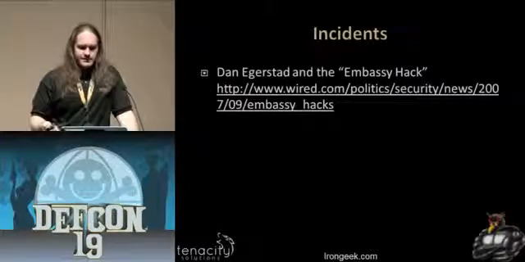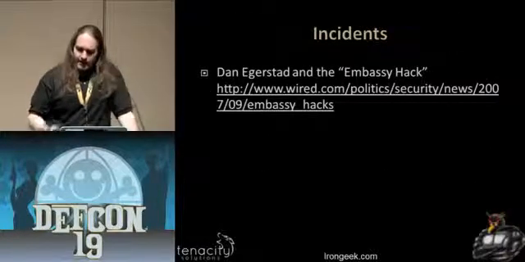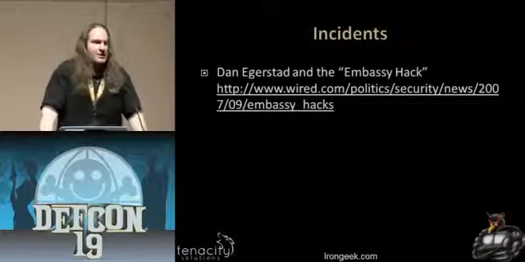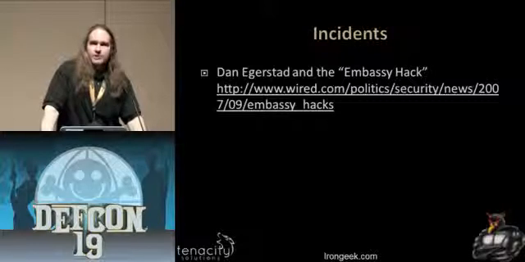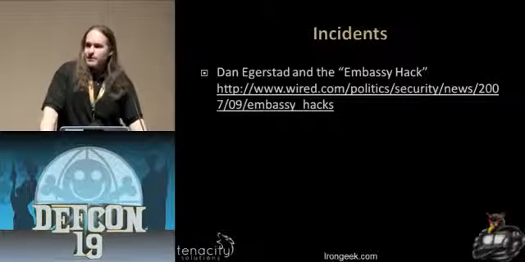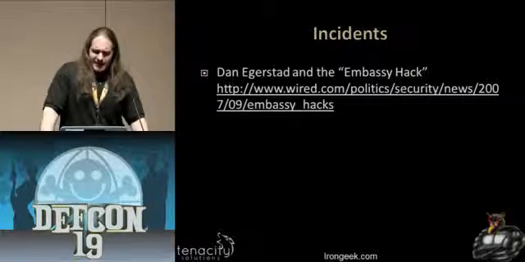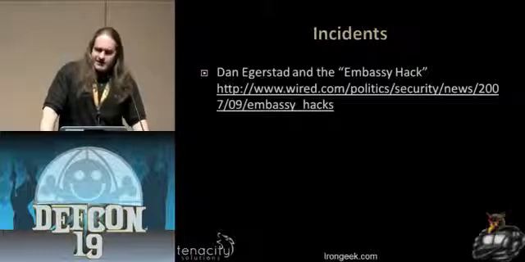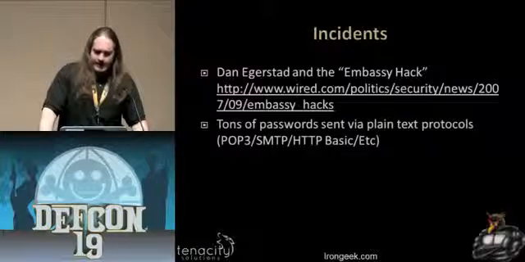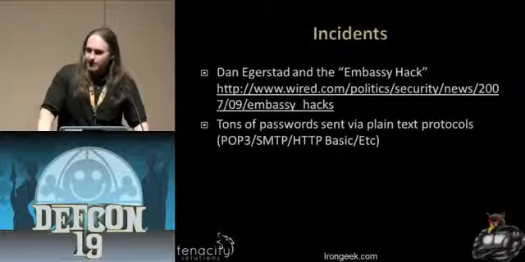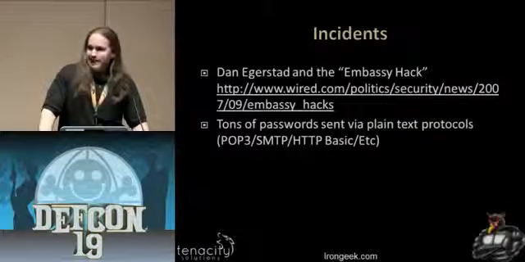A few instances: Dan Egerstad, the whole embassy hack, as it was called back in 2007. Essentially, workers at embassies were using Tor to tunnel out of the host country so they could do things anonymously. Unfortunately, the things they were doing didn't lend themselves to being particularly anonymous. The host country may not have been able to directly spy on the communications, but when you're using POP3, SMTP, HTTP basic authentication, and other plaintext protocols, the person sitting there on that exit point can sniff it.